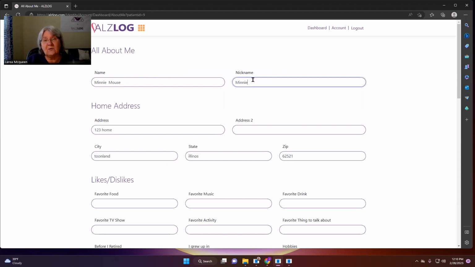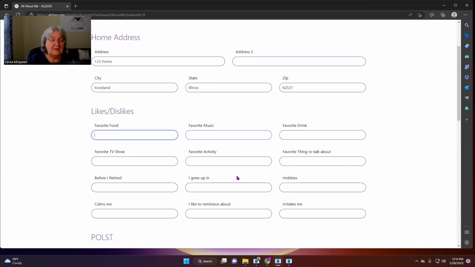So the first thing that you're going to want to do is put in a nickname. Nicknames are very important. It's the name they want to be called. So if I know that Charles wants to go by Chuck, there's a familiarity there, and he's going to be more comfortable when I come on to talk to him. If I call him Chuck instead of Charles, he's going to know that I'm supposed to be there.